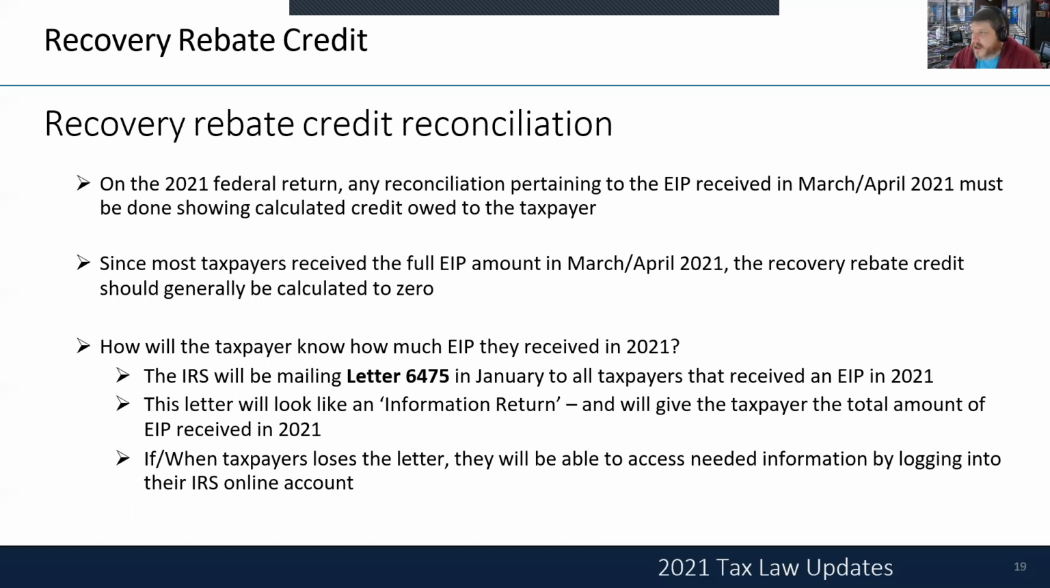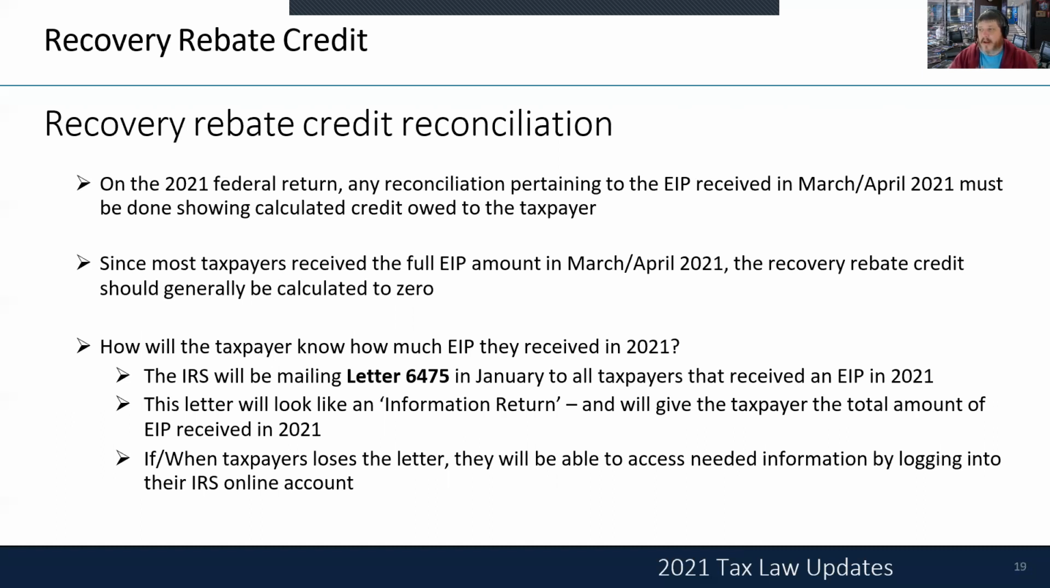is the reconciliation. Okay. So how will they know how much EIP they received? They will get a letter in the mail from the IRS. It's letter 6475. Looks exactly the same as it did last year. Okay. If the taxpayer loses that, they can get that information by accessing their IRS online account.